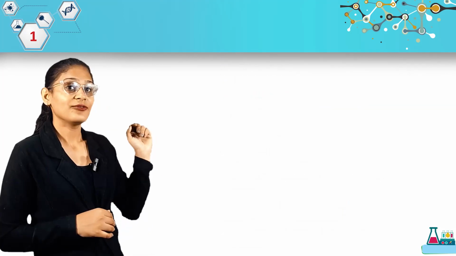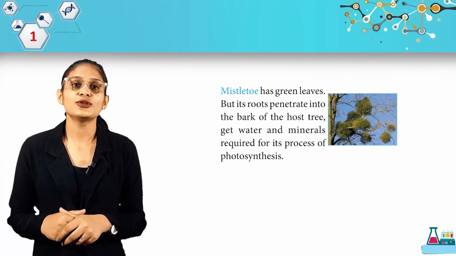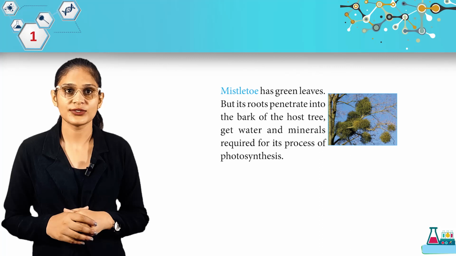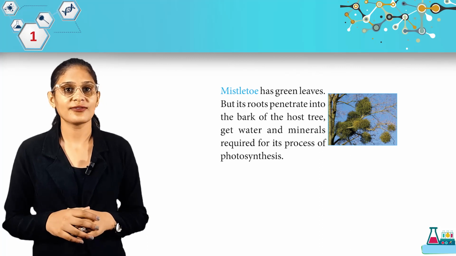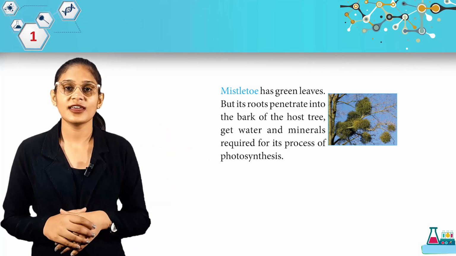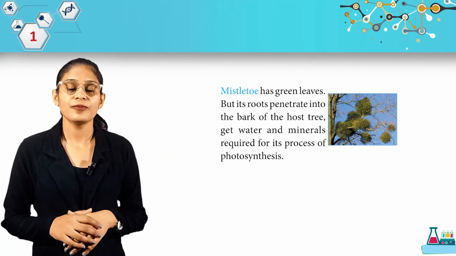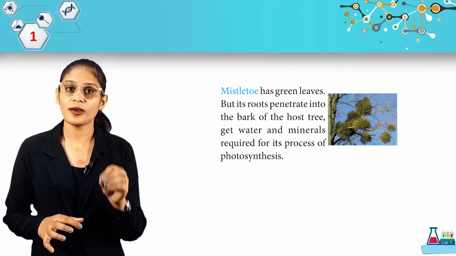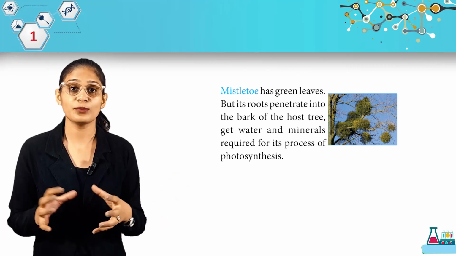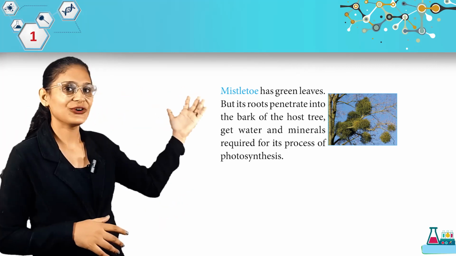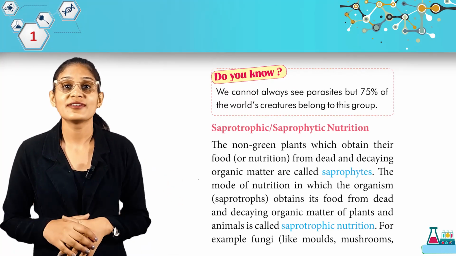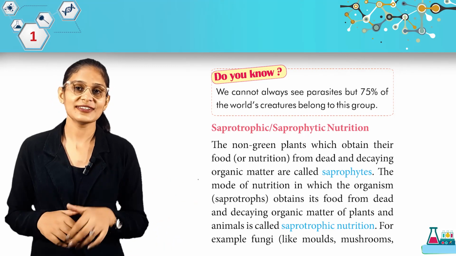Now we have mistletoe. Mistletoe has green leaves, but its roots penetrate into the bark of the host tree to get water and minerals required for its process of photosynthesis. So students, ये जो आपको एग्जाम्पल गिवन है, ये क्या करते हैं? ये मिस्टलटोए जो प्लांट है वो क्या करता है कि वो किसी दूसरे प्लांट की बार्क में अपनी रूट को फिक्स करता है और वहां से वो मिनरल वाटर लेता है. ठीक है? Do you know, we cannot always see parasites, but 75% of the world's creatures belong to this group.